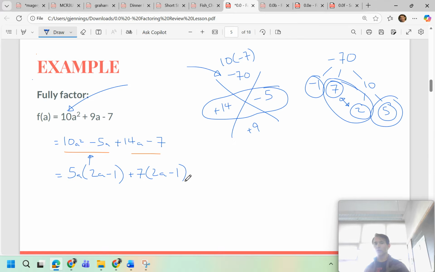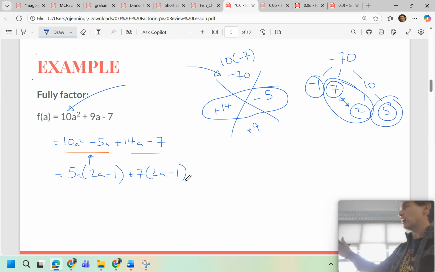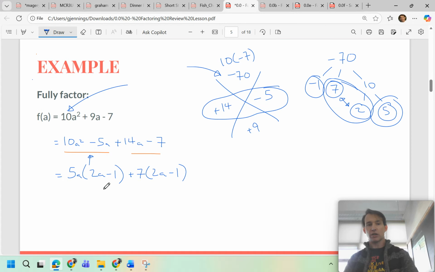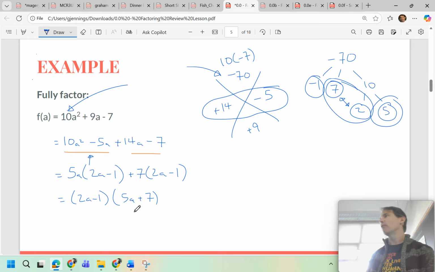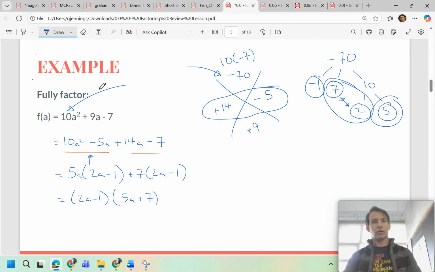And holy goodness, by some kind of mathemagic, I have created a common factor in both of those groups. And the common factor just happens to be a binomial. So I can factor that binomial out of those two terms, just like it's a common factor. So let's put it in front for fun: 2a minus 1 multiplied by 5a plus 7. And there's been a plethora of opportunities to make an error by this point, so I check my work.